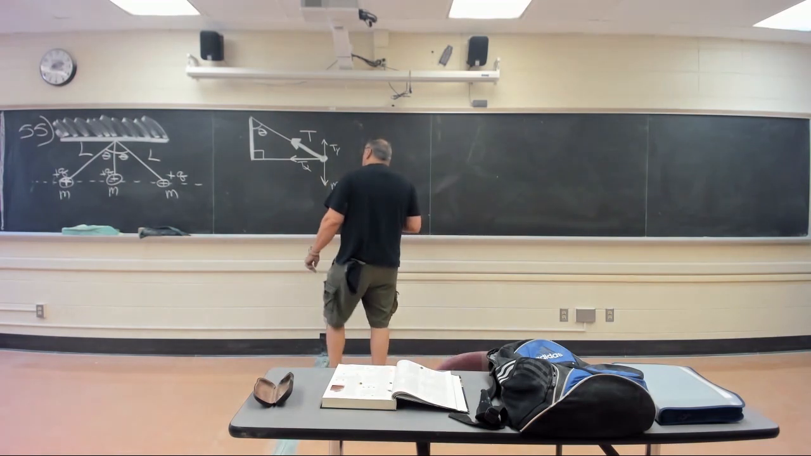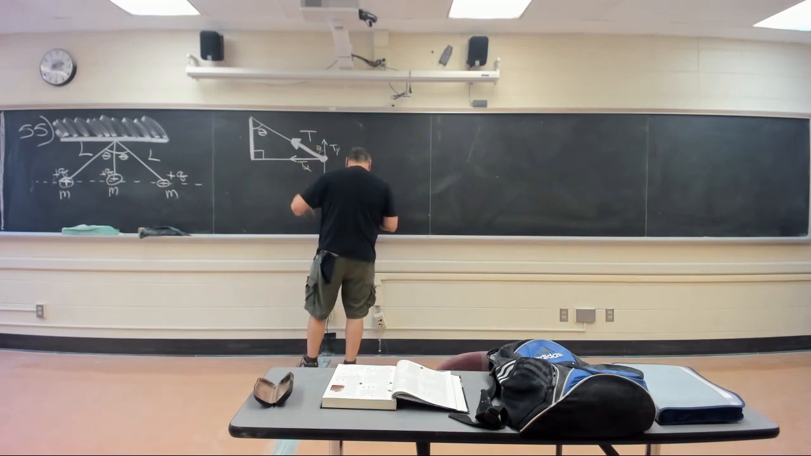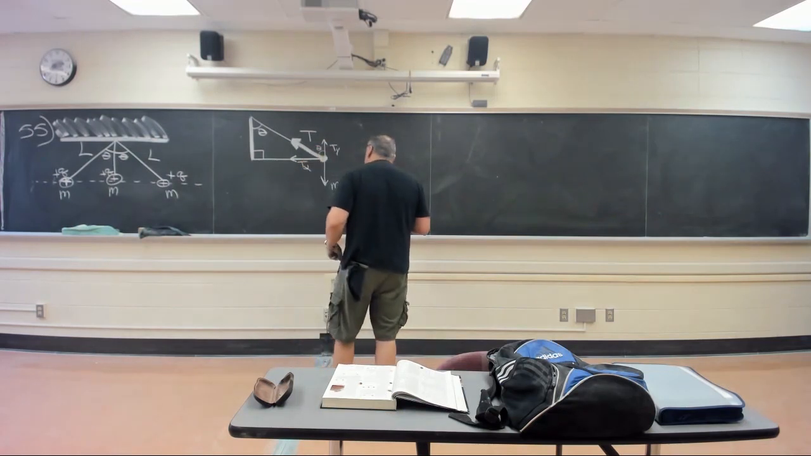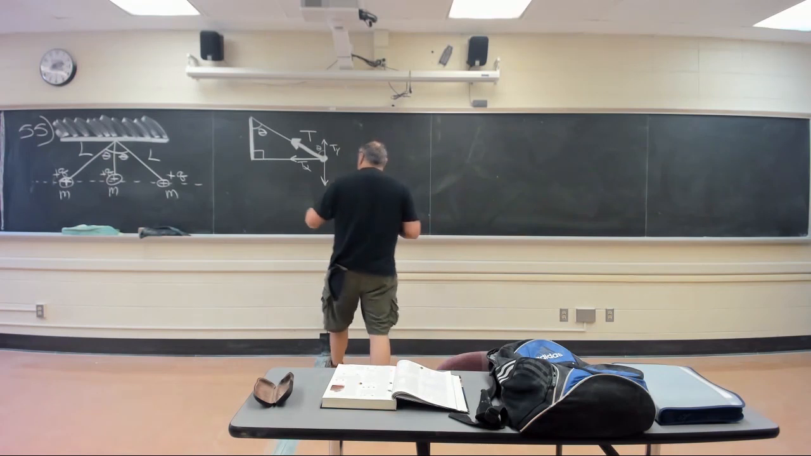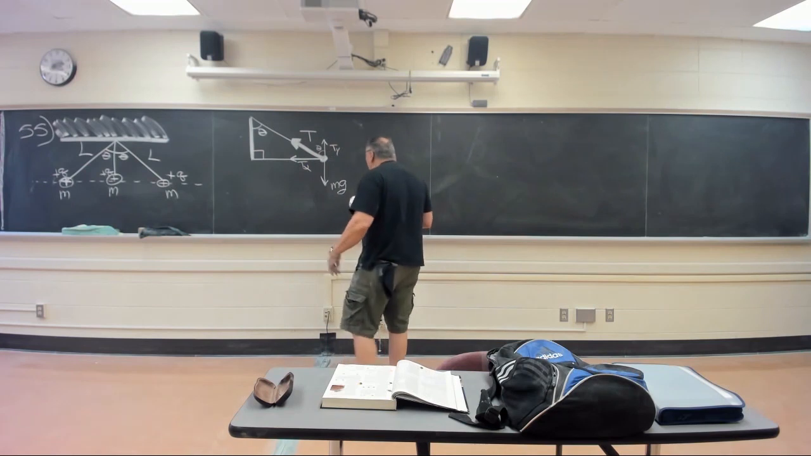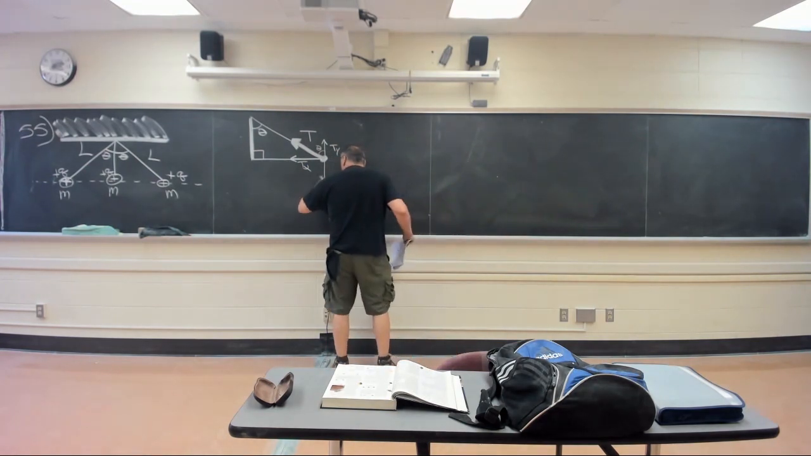True. If this is theta, this right here is also theta, for whatever that's worth. Alternate interior angles are congruent. This is 90 minus theta right here. I don't even know that we need to go there. One thing I should have maybe been a little more cautious about.